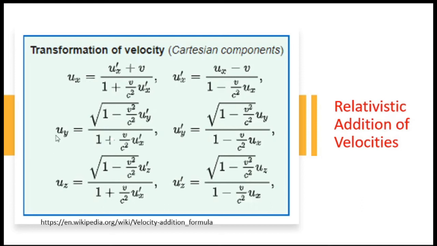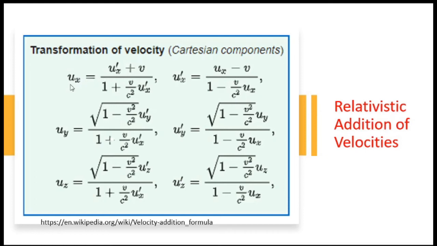Now if I obtain the inverse of this equation, I can get the components of velocities in the frame s dash. What do I have to do? I have to just change the sign of velocity. Wherever there is plus, I have to write minus and vice versa, and I have to replace the primed quantities with the simple quantities and vice versa.